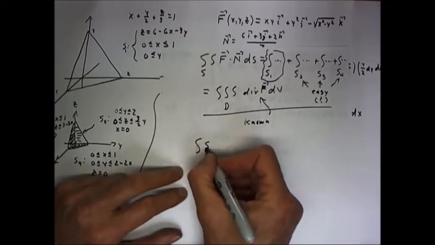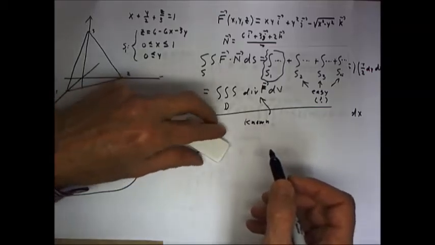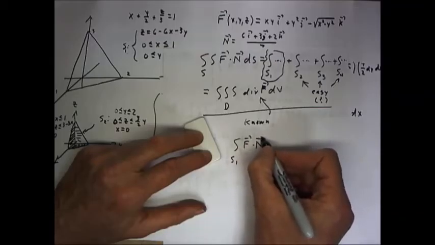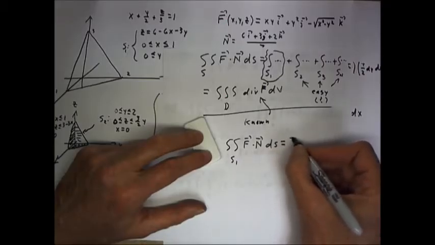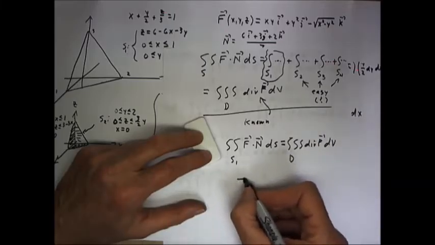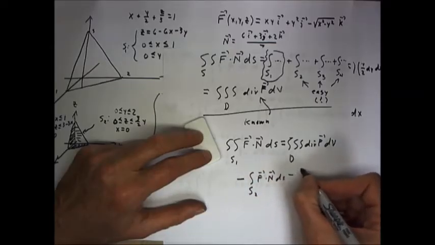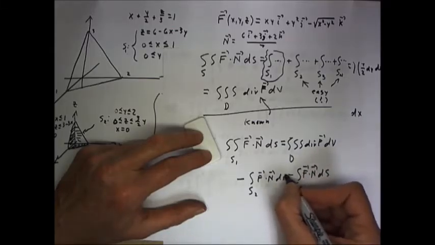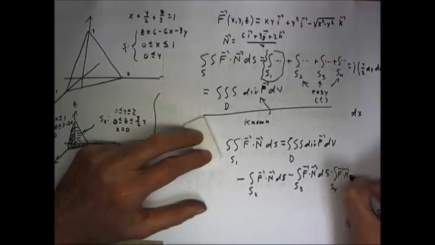And we can say that the integral over S1 of f dot n ds would then be equal to the integral over D of the divergence of f dV, minus the integral over S2 of f dot n ds, minus the integral over S3 of f dot n ds, make that a big S, minus the integral over S4 of f dot n ds.